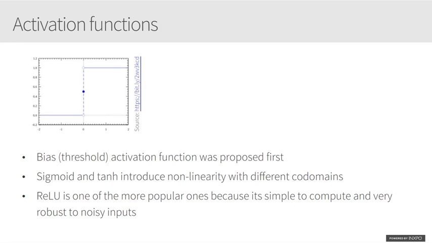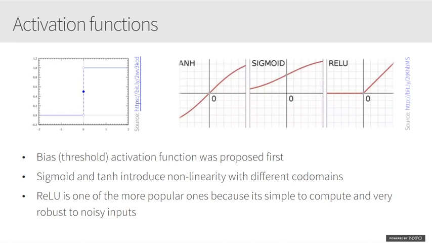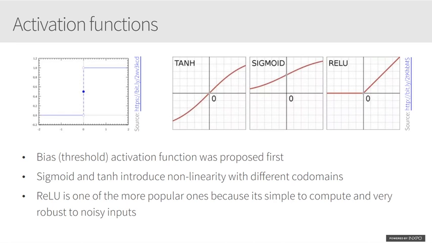Basically it was 0, and then once you hit at some point, it jumped up to 1, okay? That's a good starting point, and basically it's your bias or threshold activation function, right? But then you hear more about sigmoid and tanh. They introduce a nonlinearity to your activation function, which is good.